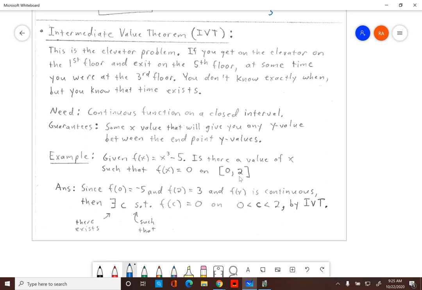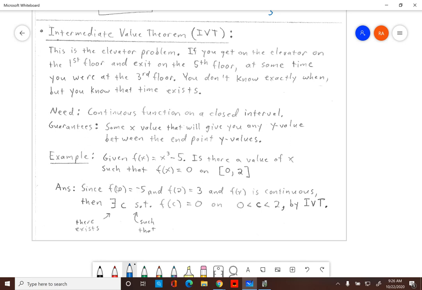But just to show you how this works, this is a continuous function. This is a cubic function, and it is continuous. If you plug 0 into this function, you get 0 minus 5, which is negative 5. If you plug 2 into this equation, you get 8 minus 5, which is 3. So this is the closed interval, bracket 0 to 2. On this closed interval, we went from a y value of negative 5 to a y value of 3 for a continuous function. So you're guaranteed to hit every y value at least once. It could be more times, but at least once between negative 5 and 3 on that x value between 0 and 2. So here's how you would write your answer.